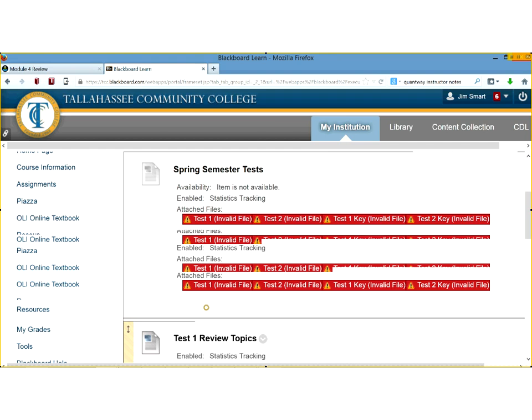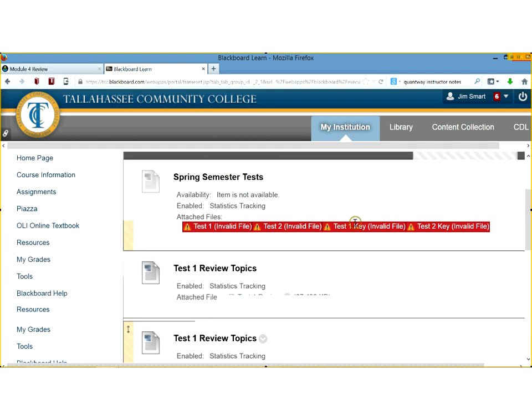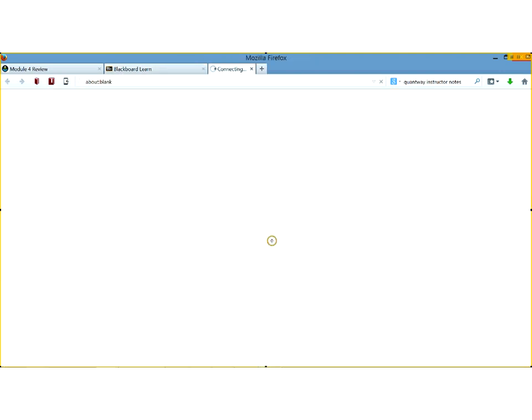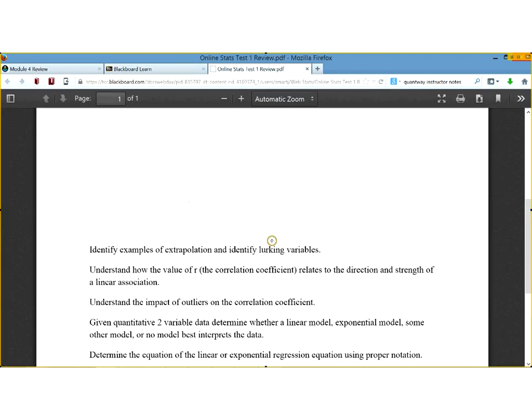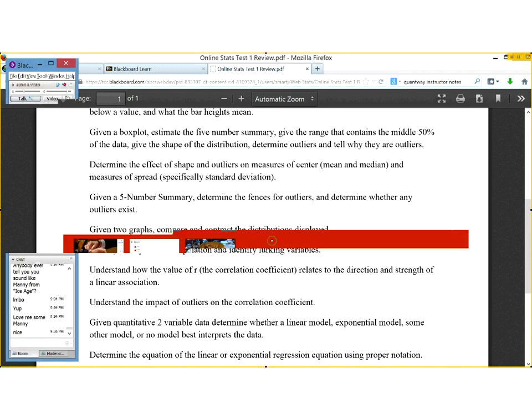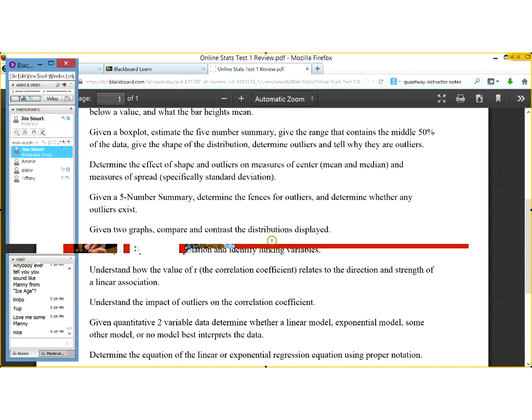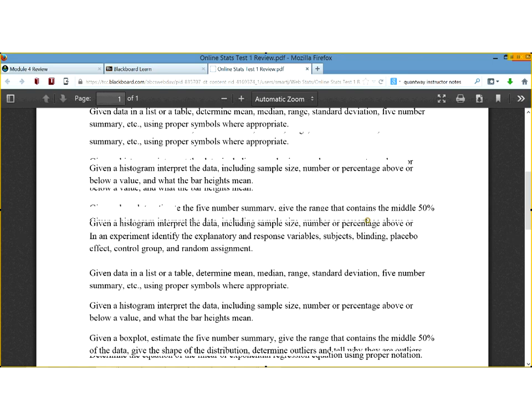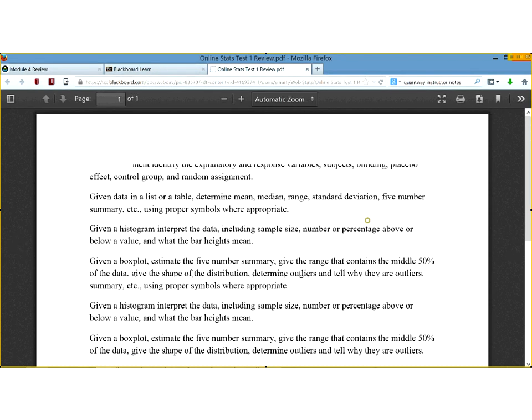So notice that there's no test there. I will post, this is right here under the test reviews. I will also post the tests after you take them. So you'll have test 1 and the key, test 2 and the key. All right, so let's look at the review tests topics. Let's pull that up. Yeah, and I do that because that is what I use basically as the test review for the final.